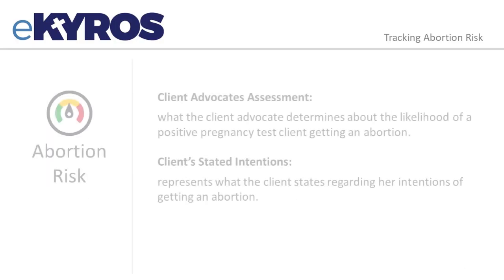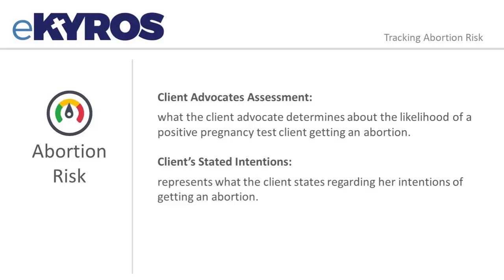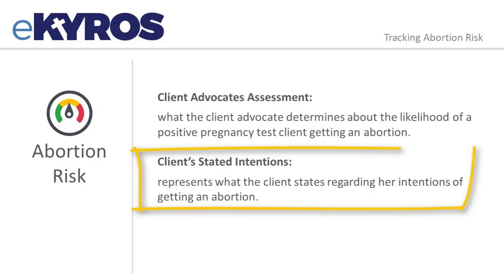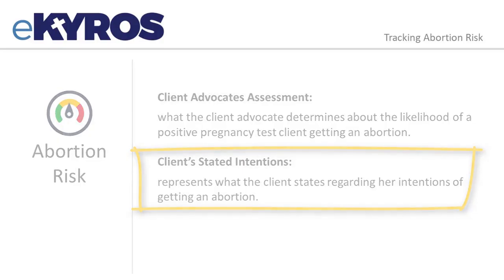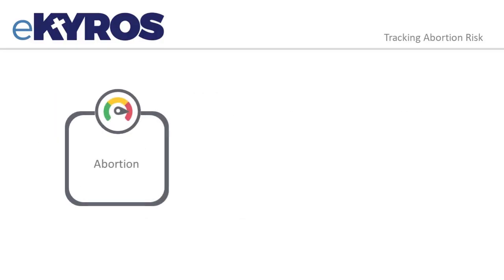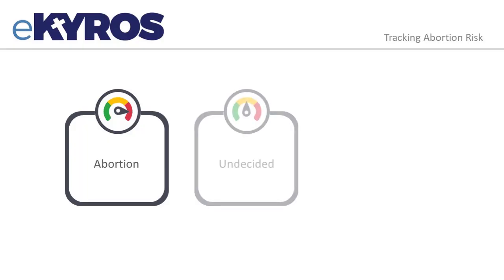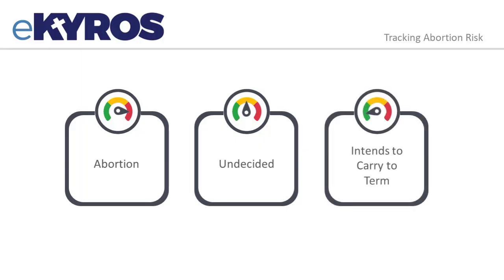Okay, now the second measure that's used to assess abortion risk, the client's stated intentions, is also tracked using three risk levels. And those are abortion, meaning that the client states she intends to get an abortion; undecided, and here the client states that she's undecided on whether to carry to term or get an abortion; or intends to carry to term, and this is when she states that she intends to carry the pregnancy to term.